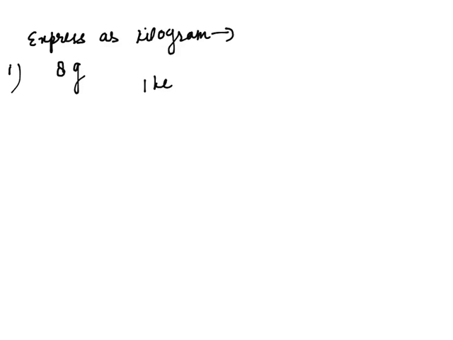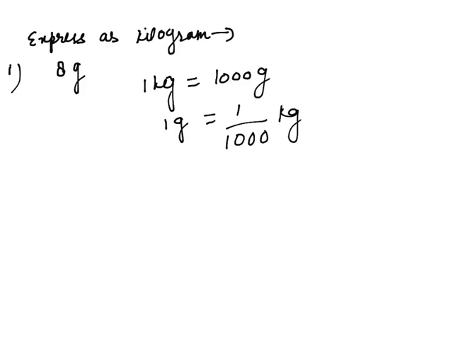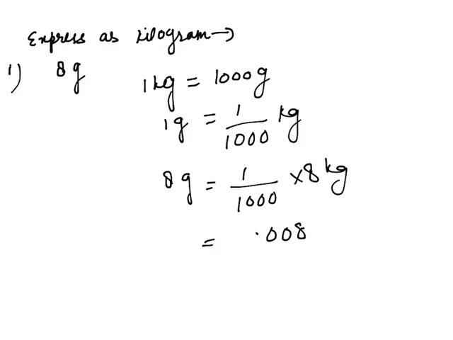Next we have weight, we have to convert gram into kilogram. As we already know and I already explained, 1 kg is equal to how many gram? 1000 gram. In that case 1 gram will be 1 by 1000 kg. So 8 gram will be equal to 1 by 1000 times 8 kg. It will give us 0.008 kg, because similarly here we have 3 zeros, so we will put the decimal after 3 digits.